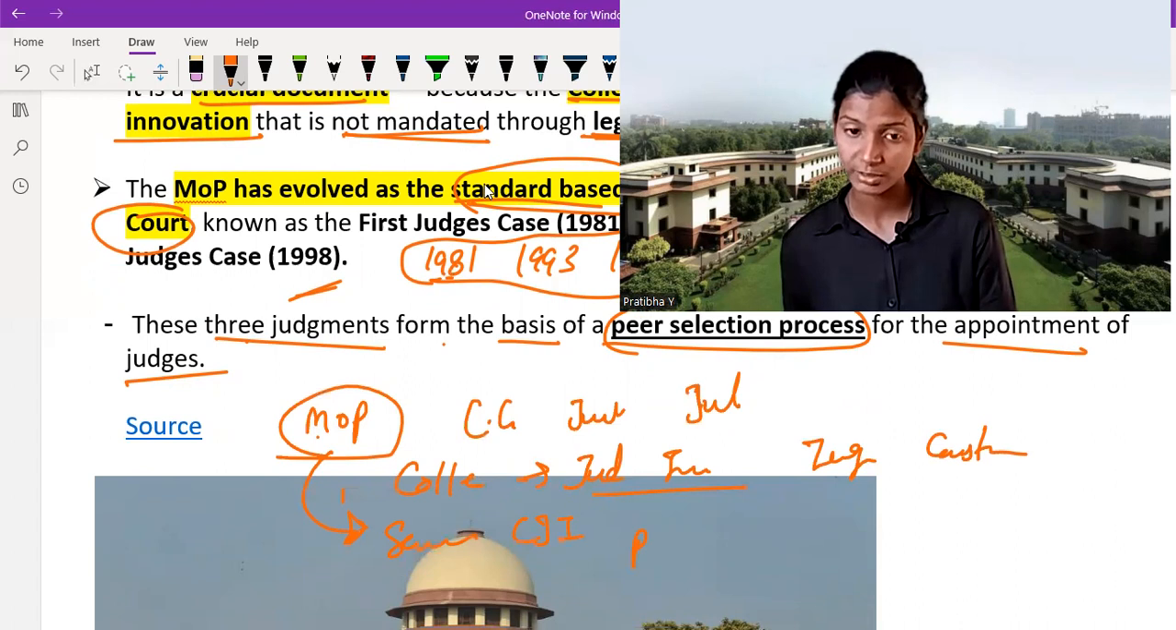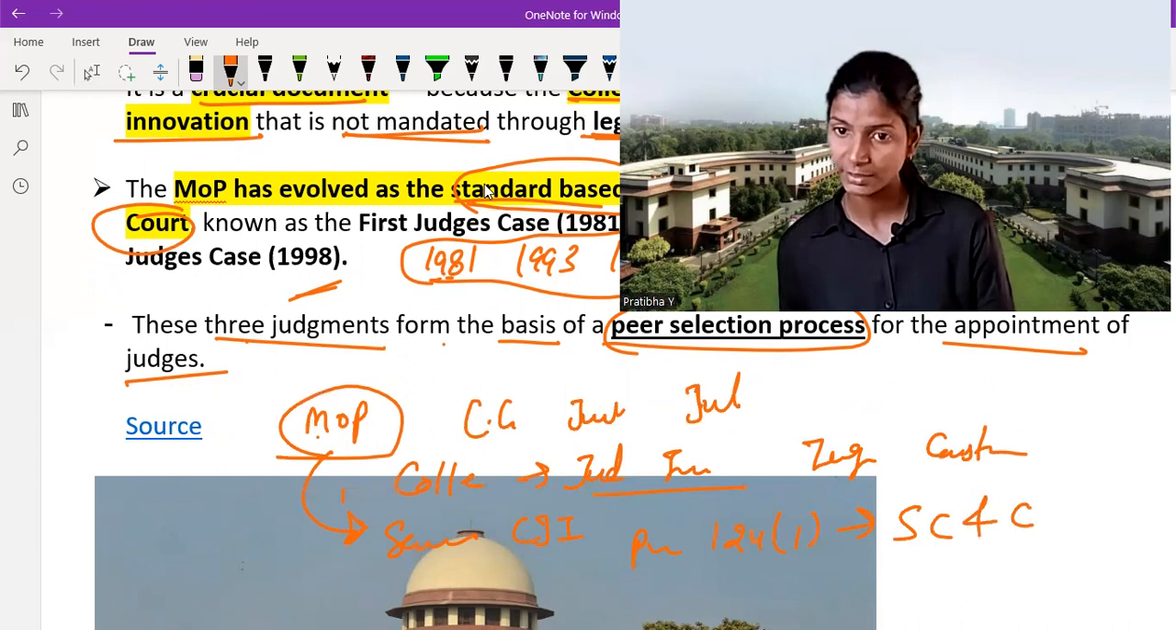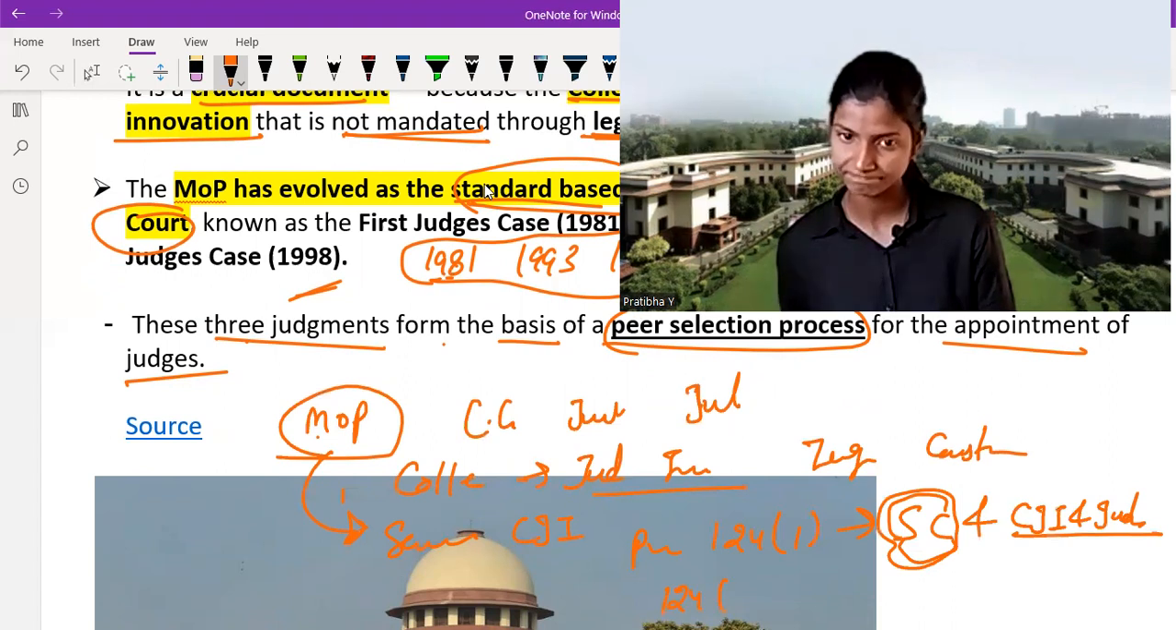Article 124(1) says that there shall be a Supreme Court and a CJI and judges. There shall be a Supreme Court in India in which the CJI and judges do their work. 124(2) says that the President appoints the CJI and judges under his hand and seal.